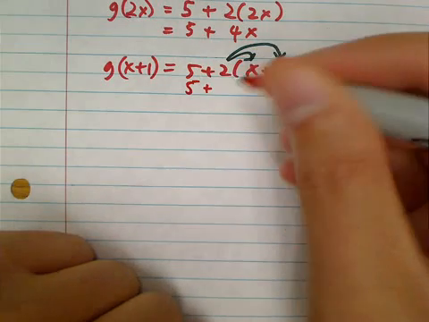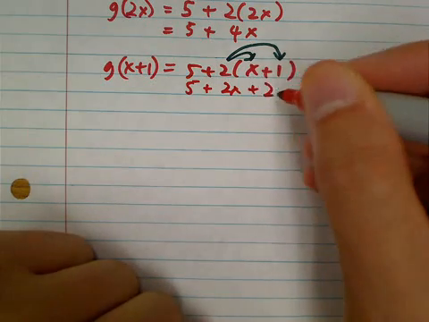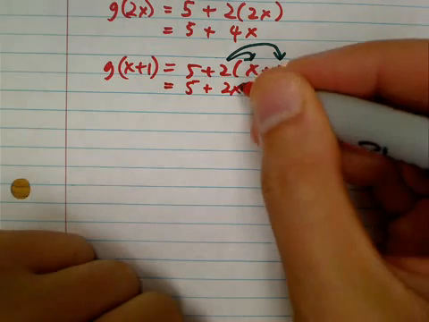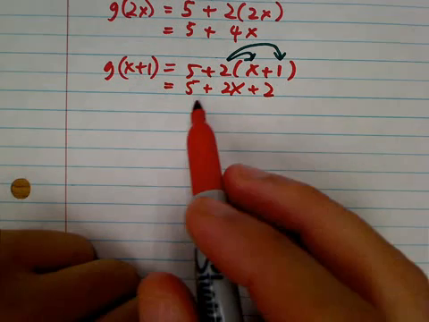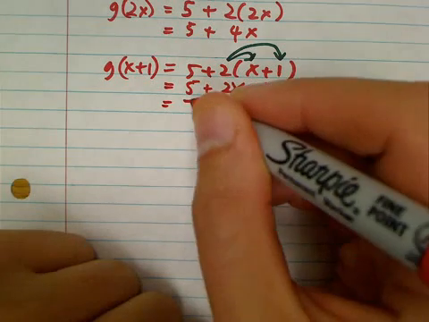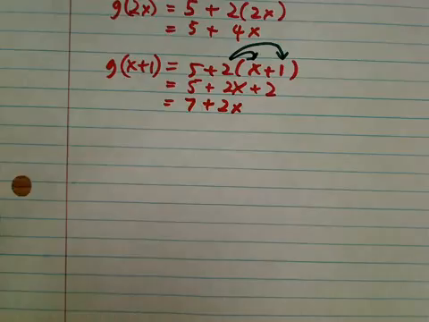So let me see here. 5 plus 2 times x is 2x. 2 times 1 is 2. Okay? And here I'm not quite done yet because there are some like terms that I can combine now. The 5 and the 2 give me 7. So I'm going to call that 7 plus 2x. And that should be my final answer there. And I didn't really go over that. I'm just trying to fish a little bit, see what you know. So if you weren't totally sure about that, I hope that helped.